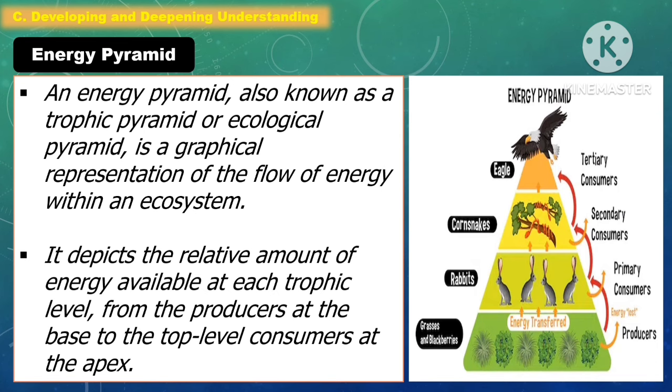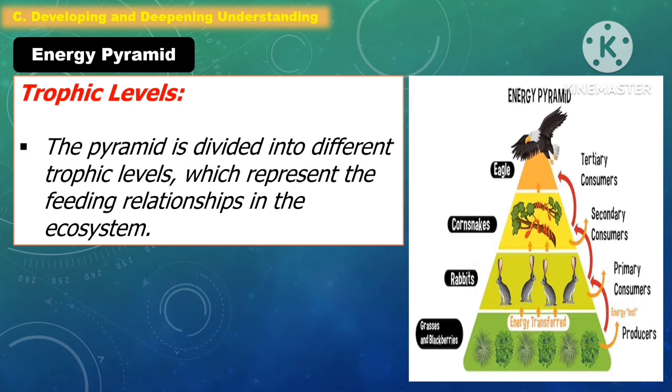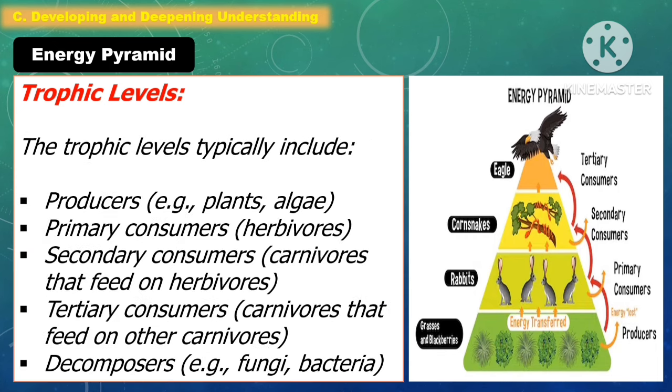An energy pyramid is also known as a trophic pyramid or ecological pyramid. It is a graphical representation of the flow of energy within an ecosystem. It depicts the relative amount of energy available at each trophic level, from the producers at the base to the top level of consumers at the apex. The pyramid is divided into different trophic levels, which represent the feeding relationships in the ecosystem.